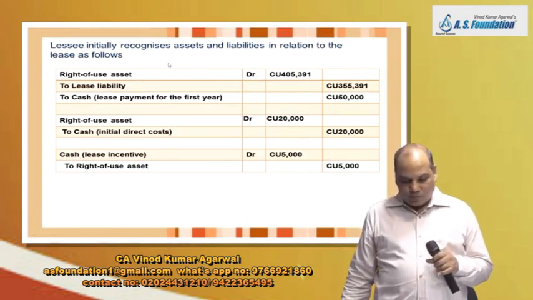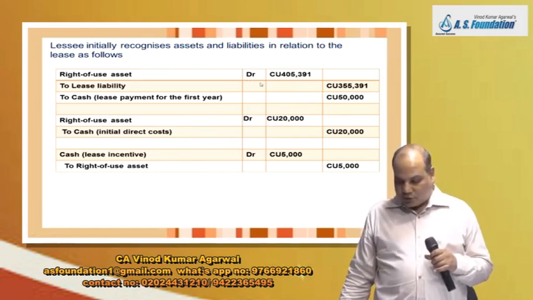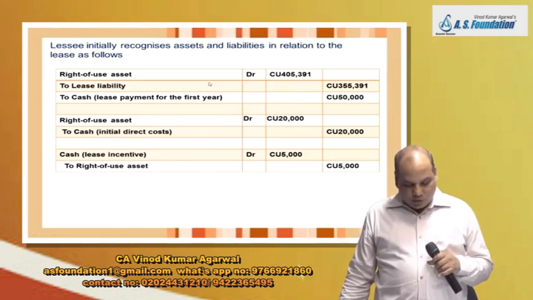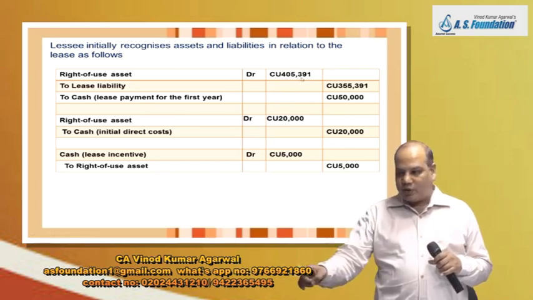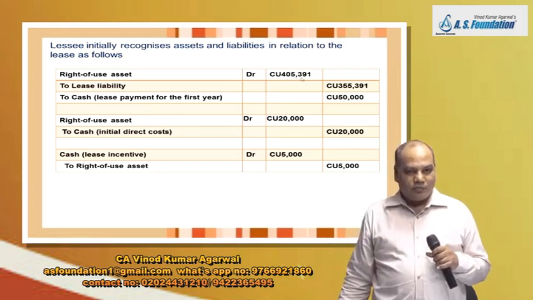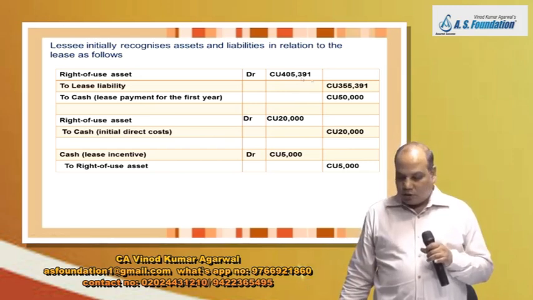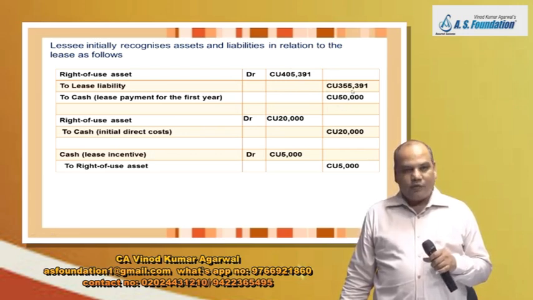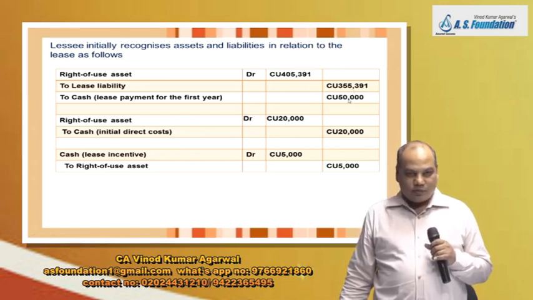Now see the journal entry on the date of commencement of the lease. The question can be: pass the journal entry on the date of commencement of the lease. First entry would be right of use asset account debit 4,05,391. This figure you have got on your calculator just now. That is the total lease liability you have to pay in present value terms. And because we have paid 50,000 just now, I will credit liability 355,391 and I will credit bank 50,000.